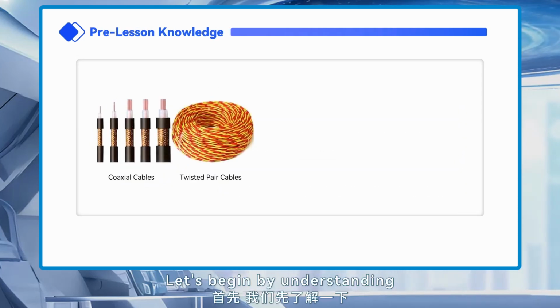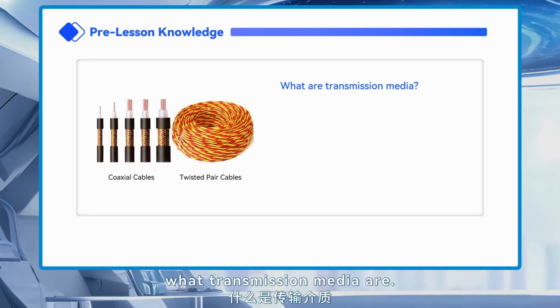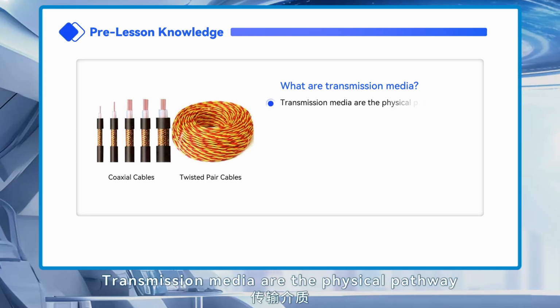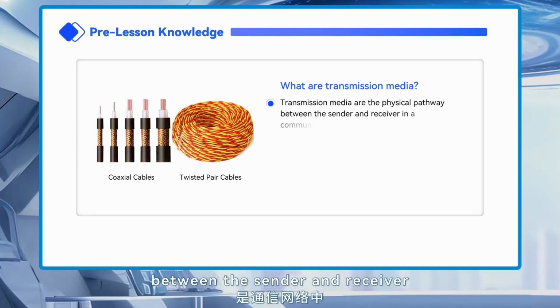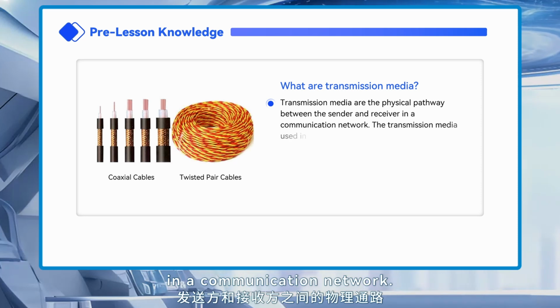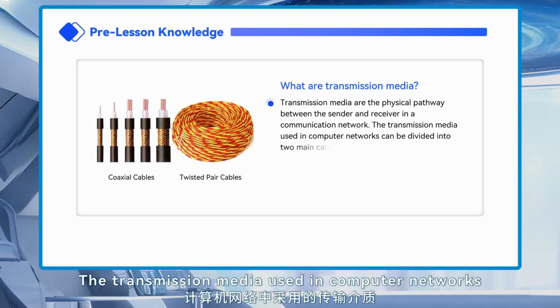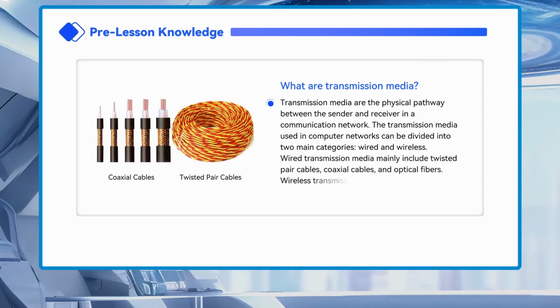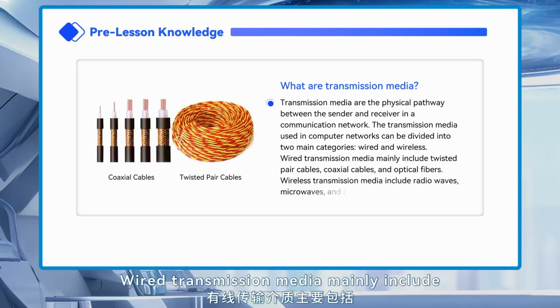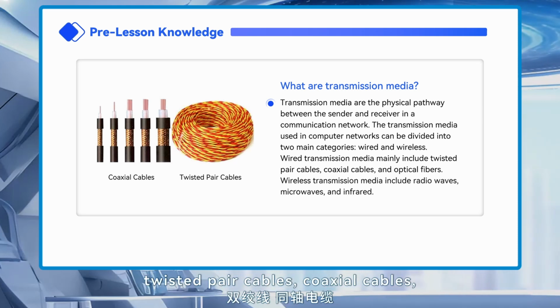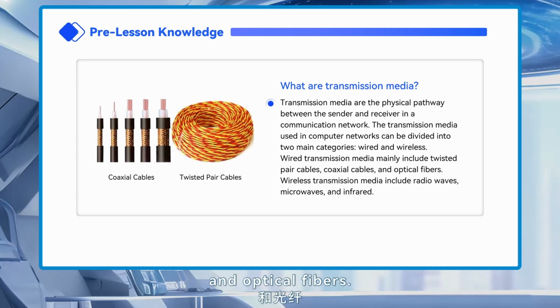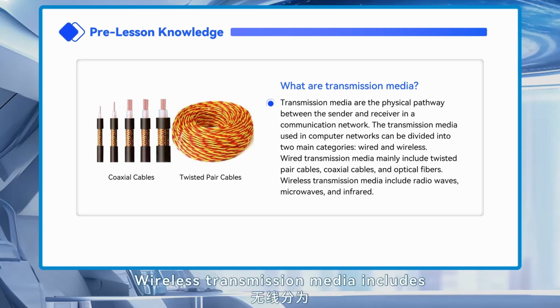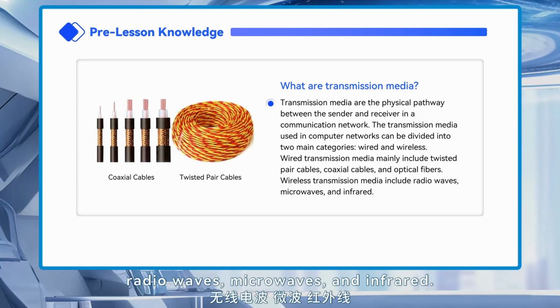Let's begin by understanding what transmission media are. Transmission media are the physical pathway between the sender and receiver in a communication network. The transmission media used in computer networks can be divided into 2 main categories: wired and wireless. Wired transmission media mainly include twisted pair cables, coaxial cables, and optical fibers. Wireless transmission media includes radio waves, microwaves, and infrared.